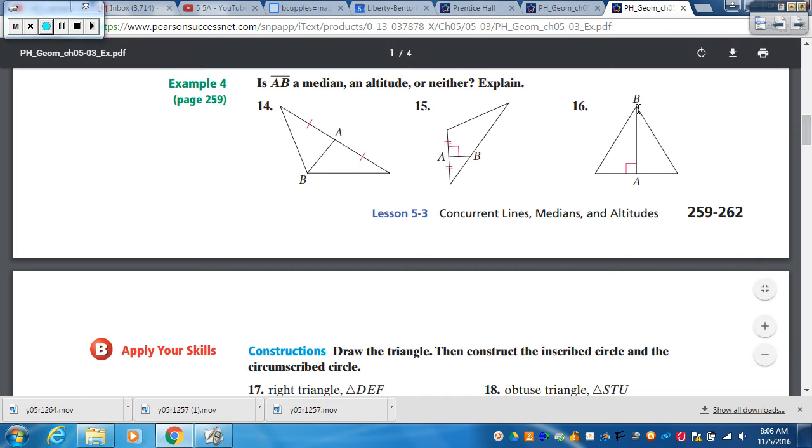Number 16, I see a segment that's coming from the vertex of an angle all the way down to the opposite side, and it's perpendicular to the opposite side. Now this would be the altitude of the triangle. How tall is that triangle going to be? It's going to be that length right there, whatever that length is. All right, so that would be 16.